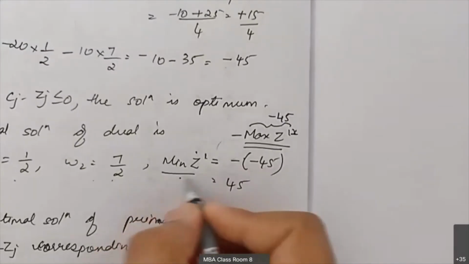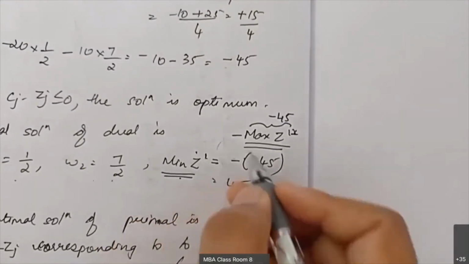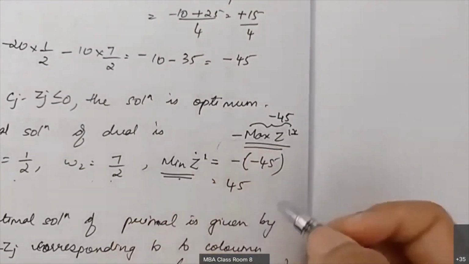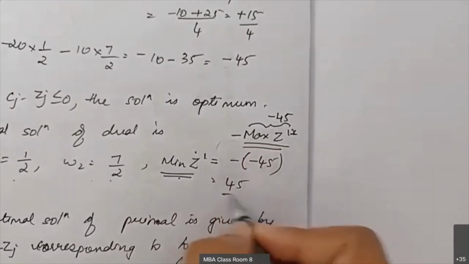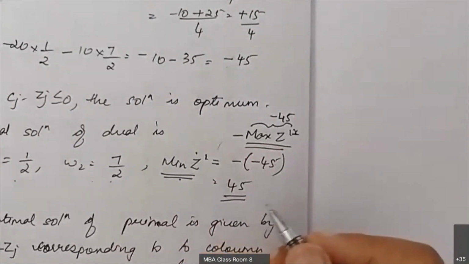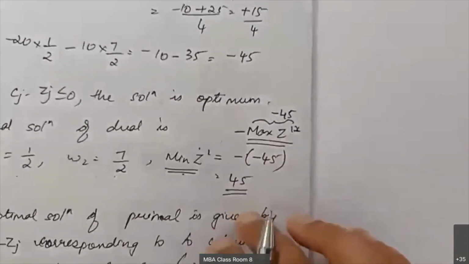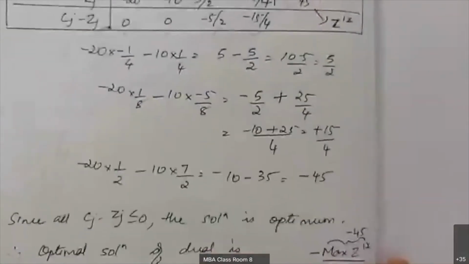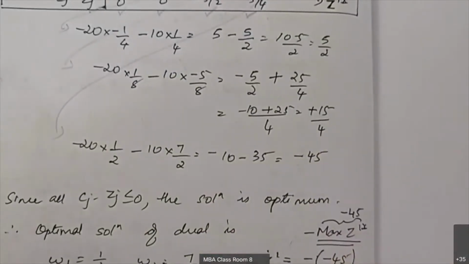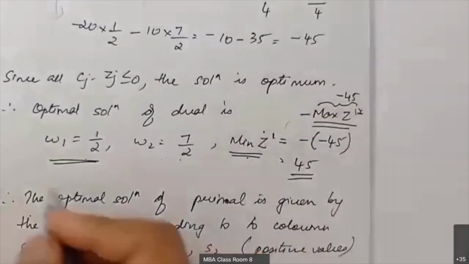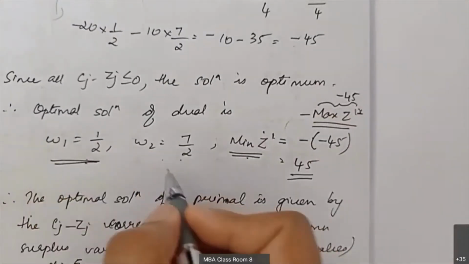So when we are taking minimization of Z dash, it is going to be minus of minus 45. That is minus of 45, which is 45. Our answer does not end there. Why? Because we have got the answer in terms of W1 and W2.